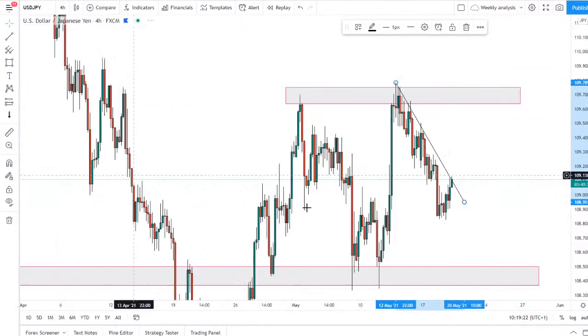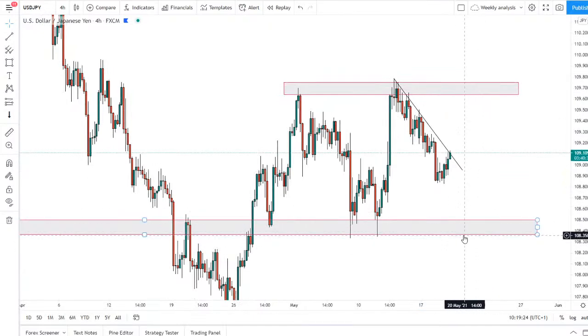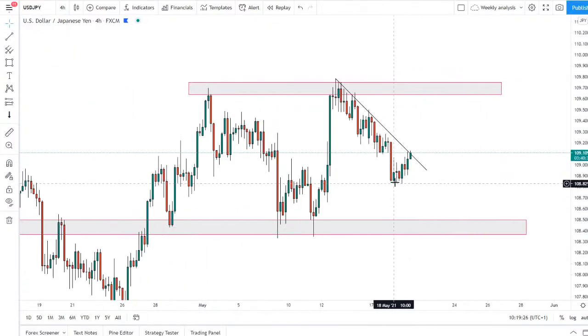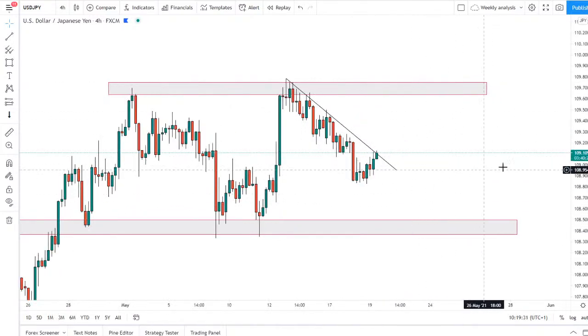But overall we're still looking bearish. I still think we can get a test of that support down there, but it might mean that we have a pullback into that resistance again to test it for a third time before we do see that continuation back down.